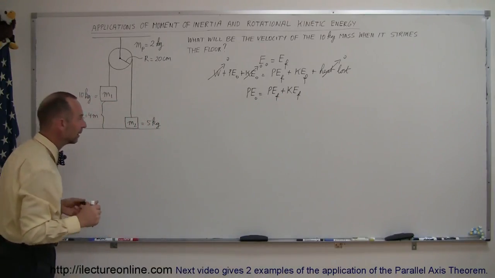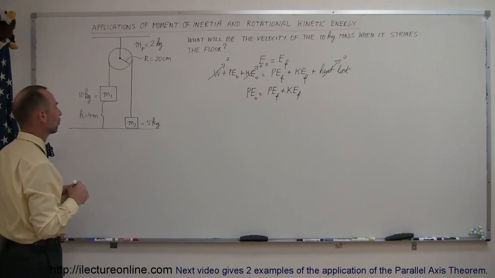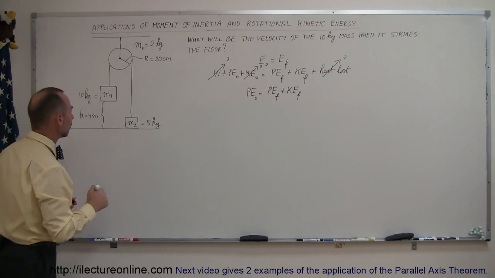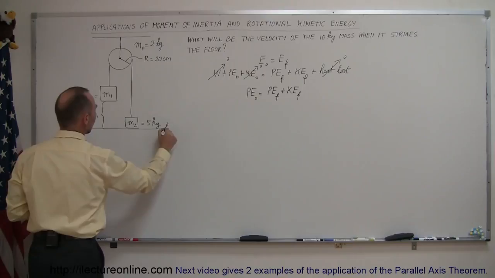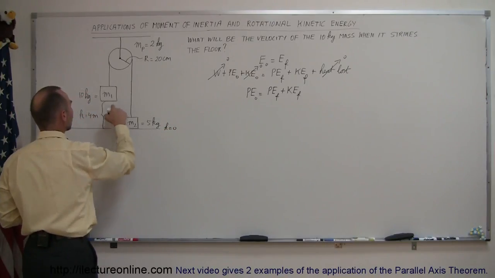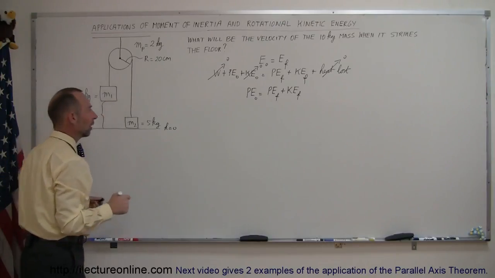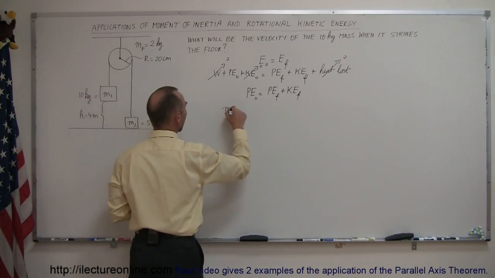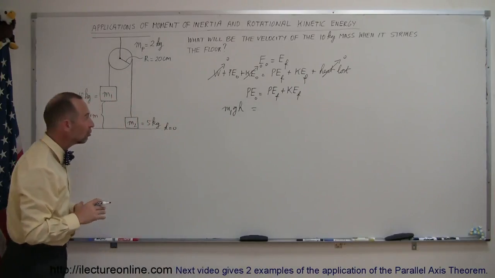So let's define then what everything is before the system starts moving. Assuming that h equals 0 is at the ground, we can see that mass 2 is at the ground at the start, so the only potential energy is due to the height of mass 1. So we can say that m1gh is the potential energy into the system.